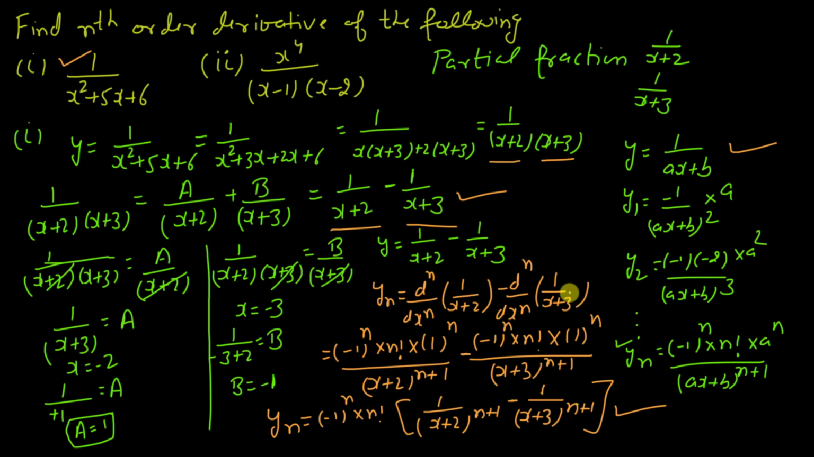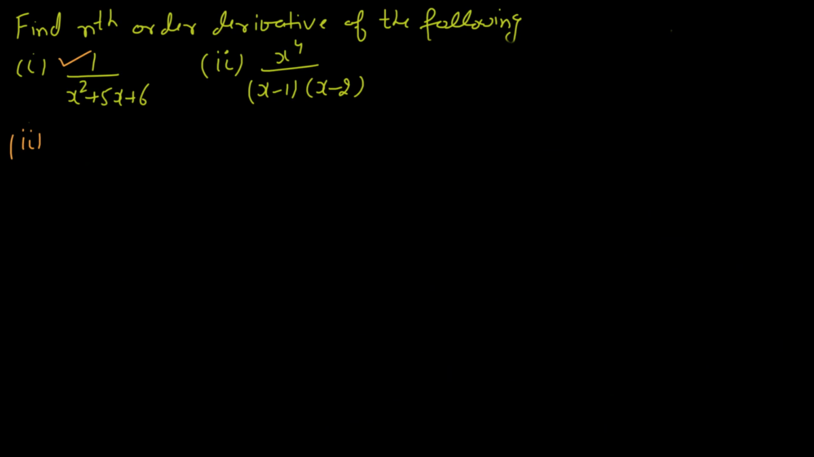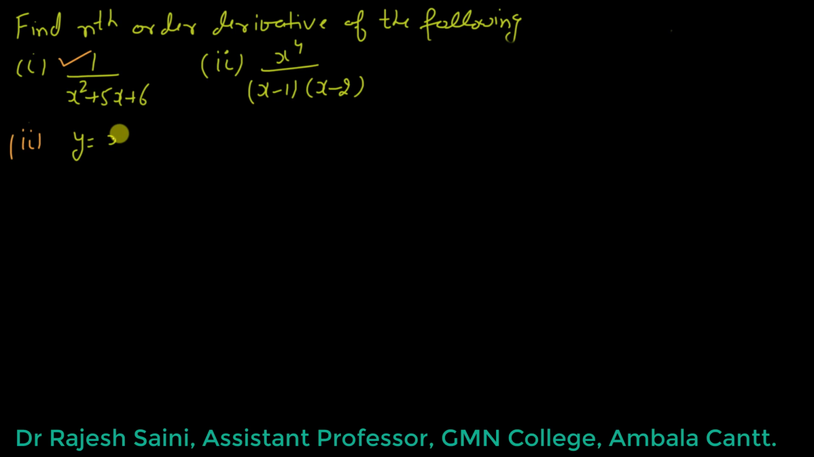Now I will take up the second problem and we'll see how we'll solve it. So I will be taking the second problem. So here is the second question, that is, say y is equal to x4 divided by x minus 1 times x minus 2.